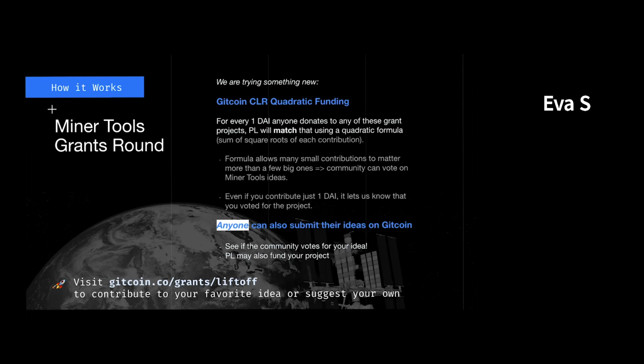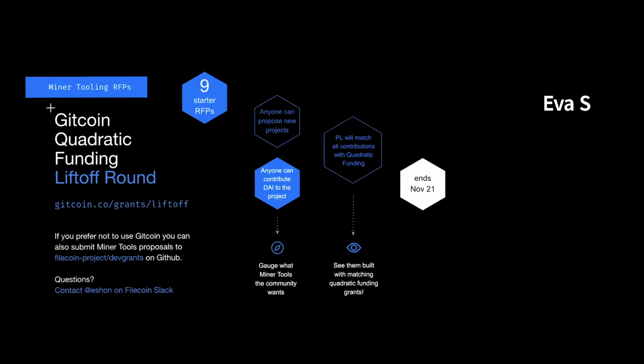There are currently 9 miner tools RFPs to start, and we may post some more in the next week or so. To recap, we have 9 starter RFPs. Anyone can propose new projects. Anyone can contribute DAI to vote for a project, and we will match that with the quadratic formula. Contributions have to be in DAI, but Gitcoin is adding Filecoin soon. We hope to help get all your ideas and tools built. The current round ends in 1 month, on November 21st.